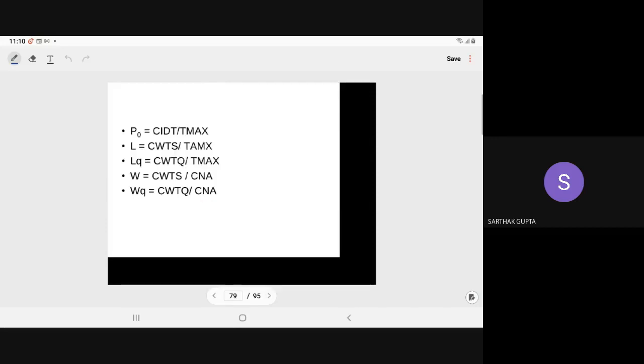After the simulation process, we can estimate P naught by CIDT upon Tmax, L cap by CWTS upon Tmax, LQ cap by CWTQ upon Tmax, W cap by CWTS upon CNA, and WQ by CWTQ upon CNA. Why are we writing the cap? Because we are estimating these values. So these are the estimations.